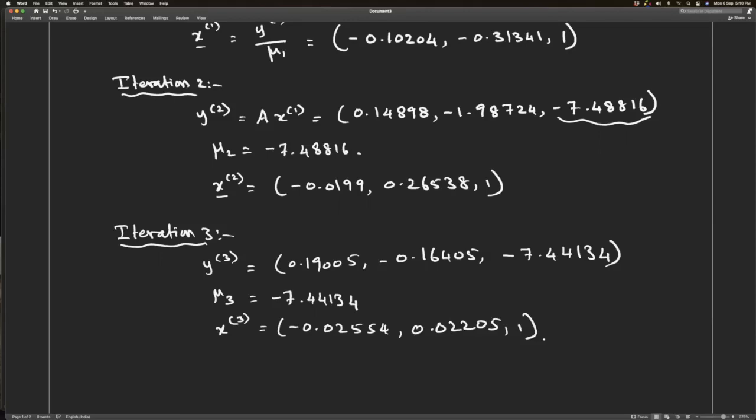iterations for the power method using the matrix A given in this problem.